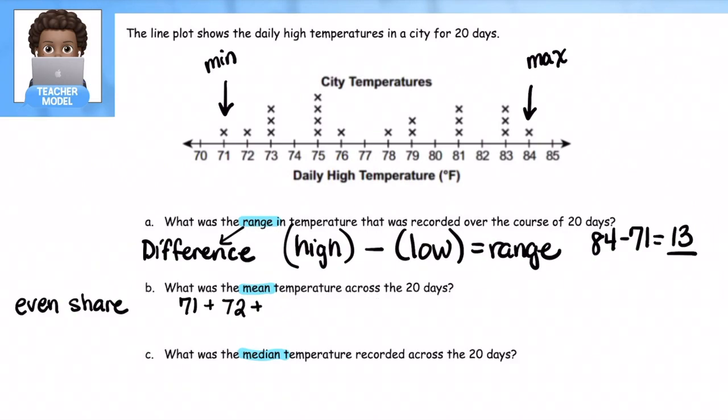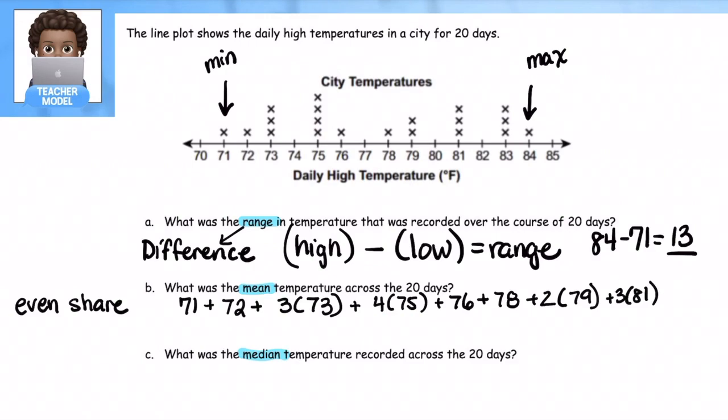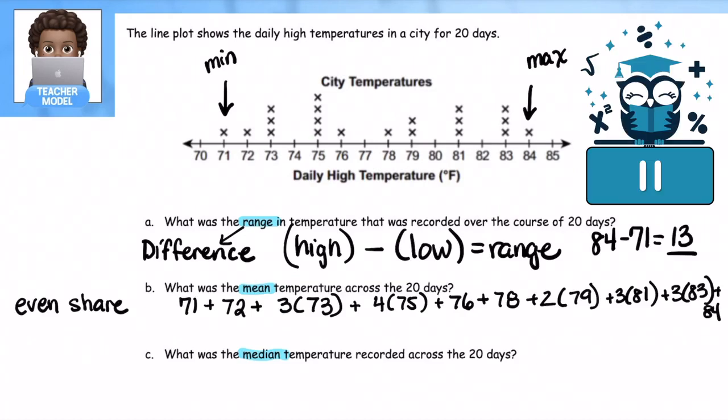I'm going to simplify this as 3 times 73. Same thing with 75. 4 times 75, because there are 4 data sets. And that just makes it a little bit easier for me to do this work. So close. Here's 84. All right, so hit pause just so you can jot this part down.